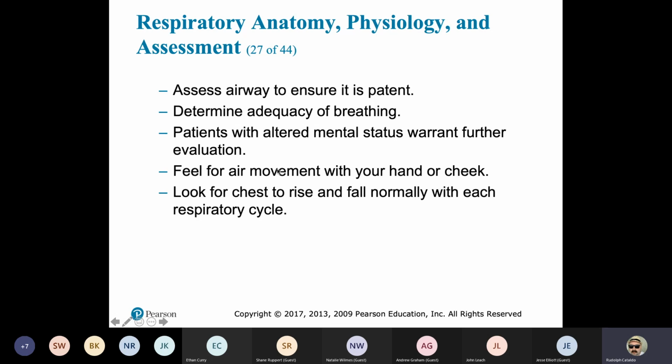I cannot preach enough on end tidal, and I will preach that throughout this whole year with you guys. Looking for chest to rise and fall normally with each respiratory cycle. Maybe it doesn't rise on one side. Maybe it rises on the left and not the right. Maybe it rises on the right and not the left. Maybe it's a case of trauma, like we had mentioned earlier. Maybe it's a spontaneous pneumo. There's so many different causes.